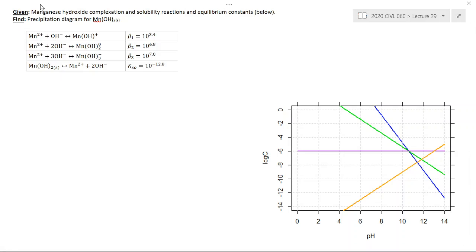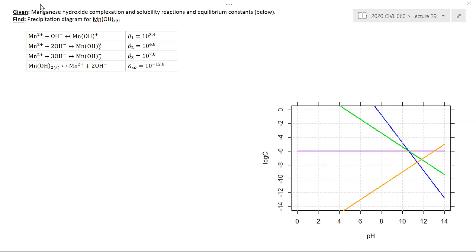In this video, I'm going to show you how to derive the next line on the precipitation diagram for manganese hydroxide. In the previous three videos, we derived lines that show the equilibrium with three different aqueous species that are in equilibrium with the solid. And in this video, I'm going to show the last complex.